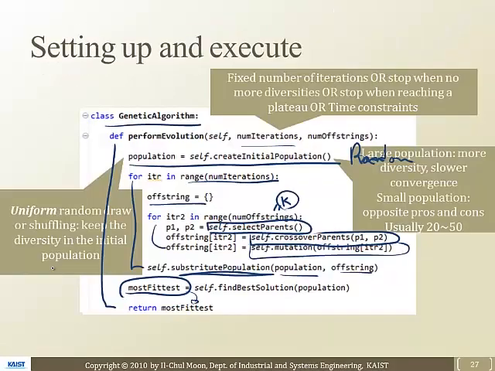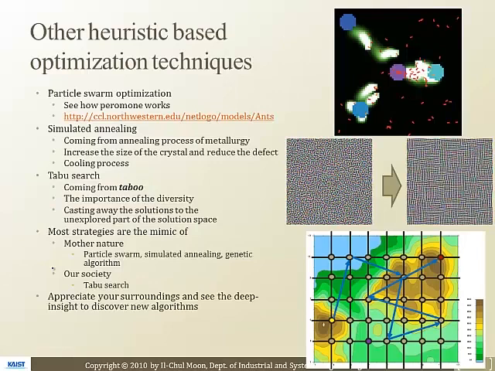Okay, so these are the things that I didn't cover, but I believe that you can just program these implementations. And we are going to see that in the offline classroom. And other heuristic-based optimizations, actually there are many. For example, particle swarm optimization, also called ant colony. And we have simulated annealing, and we have tabu search.